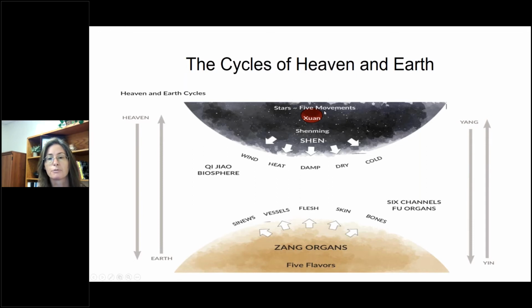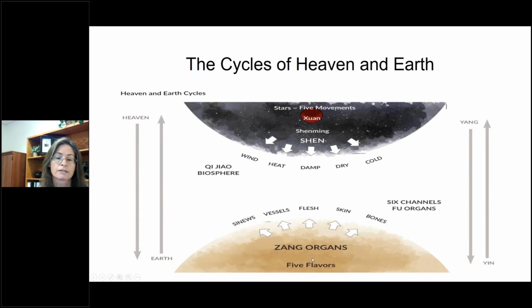Here you have the 5 movements of the stars. Xuan represents the dark void of the mysterious. Shen Ming represents the deities. Shen itself is this energy we're talking about that's coming down in form of our weather. And if we look here, this is how it relates to us as organisms on the planet.